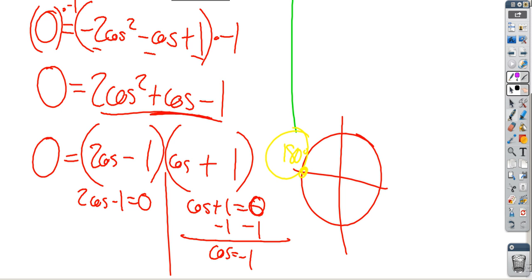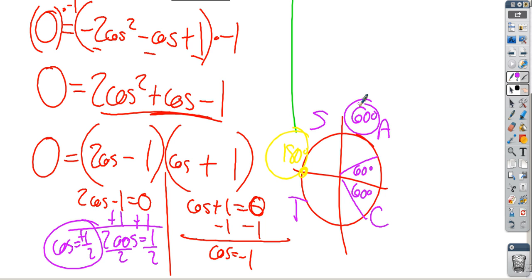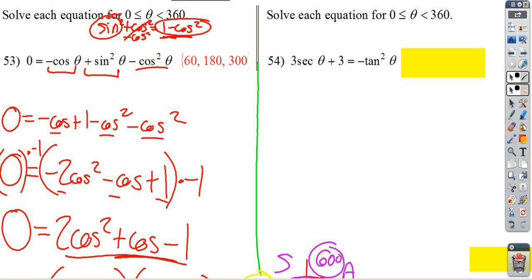And then the other part right here, when we add 1 to both sides, we get 2 cosine is equal to 1. We'll divide by 2. So cosine is 1/2. Where does that happen? Cosine is 1/2 not at 30 degrees, but at 60 degrees. And it's in the 2 places where cosine is positive, which is in the first quadrant and in the fourth quadrant. So one solution is going to be 60. The other will be 60 in this last quadrant, which is 360 minus 60, and that's 300. So 3 solutions: 60, 180, and 300. Let's check to see if we got it, and we did.